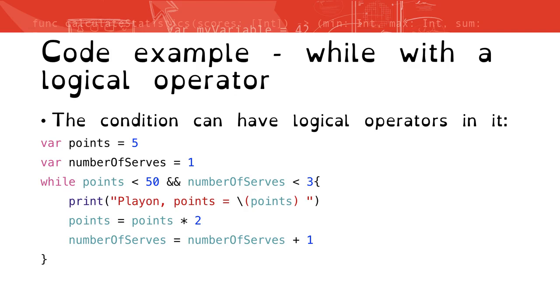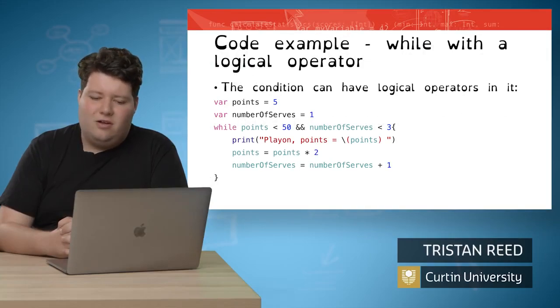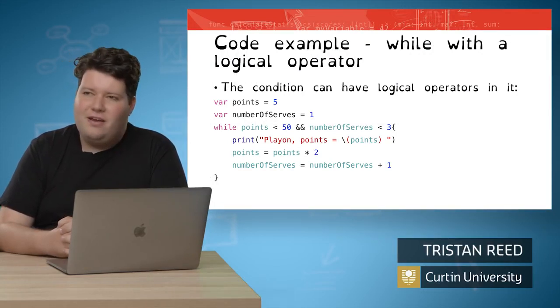Therefore, we enter the loop, we print out saying play on, points equals, and then the number of points. We then multiply the number of points by 2, so we get to 10, and we add 1 to the number of serves. Therefore, we have 2 serves. So, thankfully, we've changed those values within the while loop. If we didn't change those values within the while loop, we might end up looping forever. This is absolutely important when designing loops. In that situation, it's called an infinite loop. Chances are, if you end up in an infinite loop, you'll run out of memory and your app or program will crash.